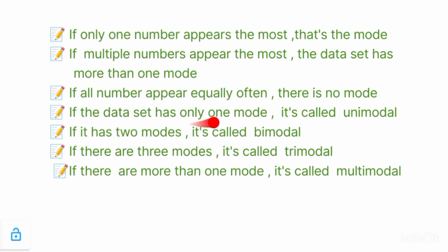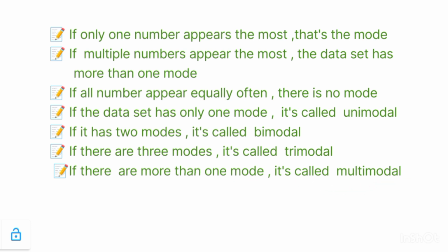If the data set has only one mode, it's called unimodal. If it has two modes, it's called bimodal. If it has three modes, it is called trimodal. And if there is more than one mode, it's called multimodal in general.